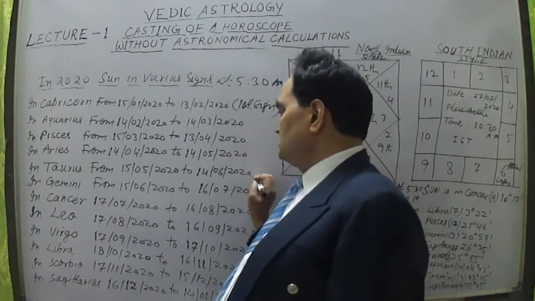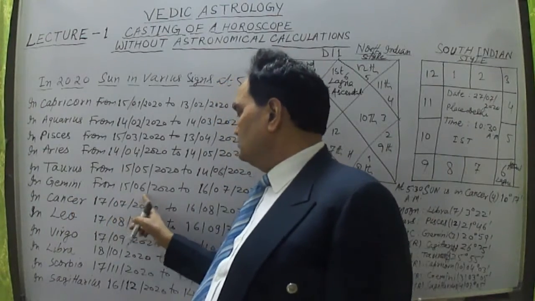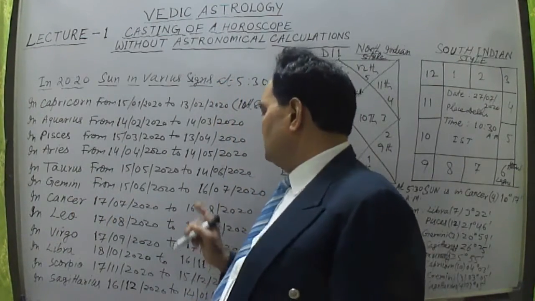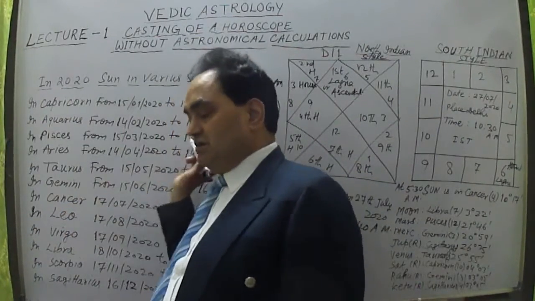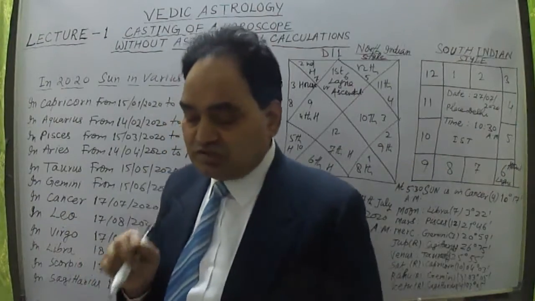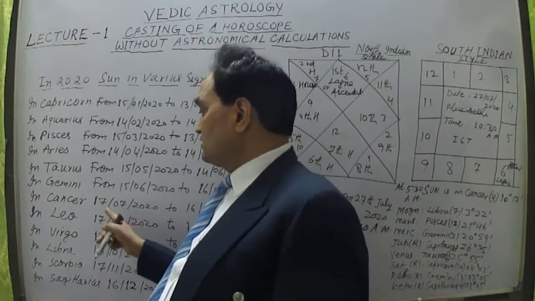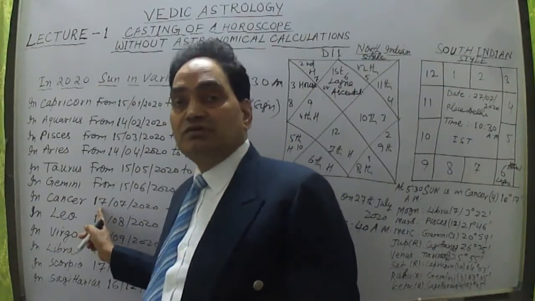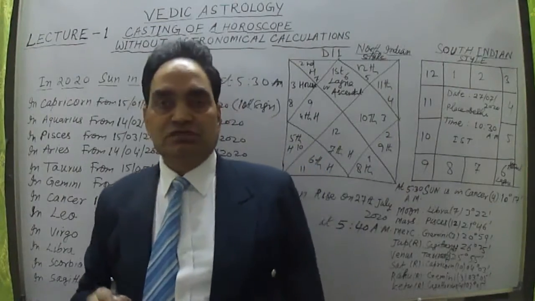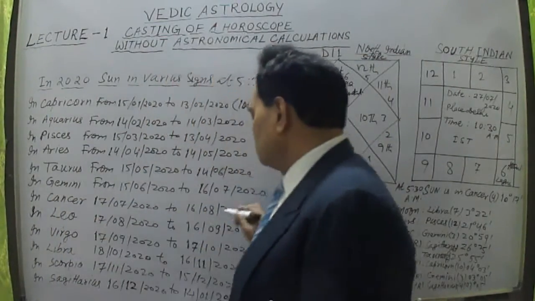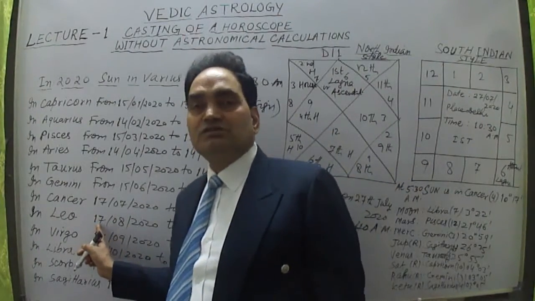Until 14th of June, the sun was in Taurus sign. Then in Gemini, the sun entered on the 15th of June and remained until 16th of July. Now in Cancer sign, as I'm talking about, on 27th of July the sun was in Cancer sign. The sun entered Cancer on 17th of July 2020 and stayed until 16th of August. Then from 17th of August it was in Leo sign.